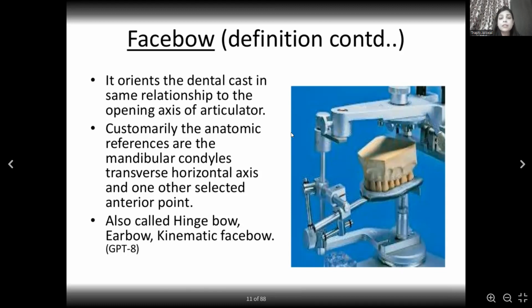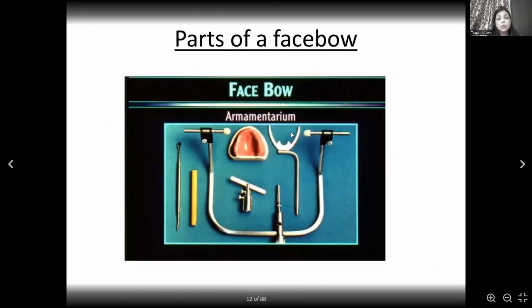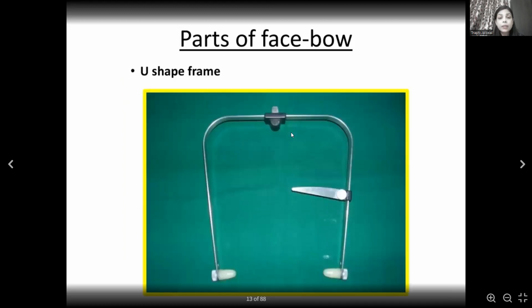Customarily, the anatomical references are the mandibular condyles, the transverse horizontal axis, and one other selected anterior point. So these are the parts of the facebow. The facebow is a caliper-like device which is used to record the relationship of the maxilla to some anatomical reference point. These are the parts of the facebow which we will be using.